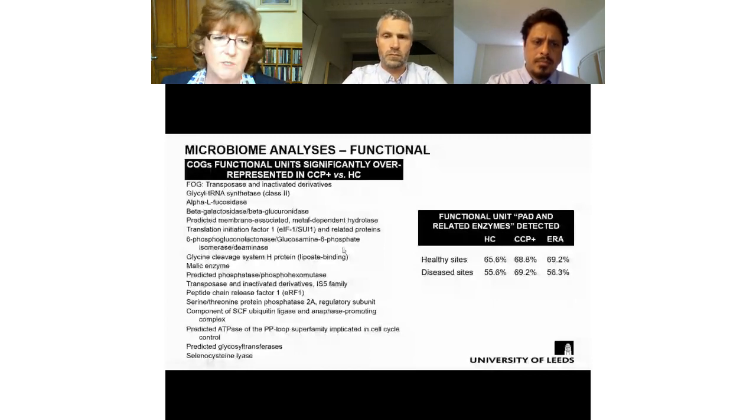And just finally, we did do some functional analyses. So this is a metagenomic shotgun study. So this is not gene expression. This is the functional capability or potential. And there were 17 functional units that were significantly overrepresented in the CCP plus group compared with the healthy controls.